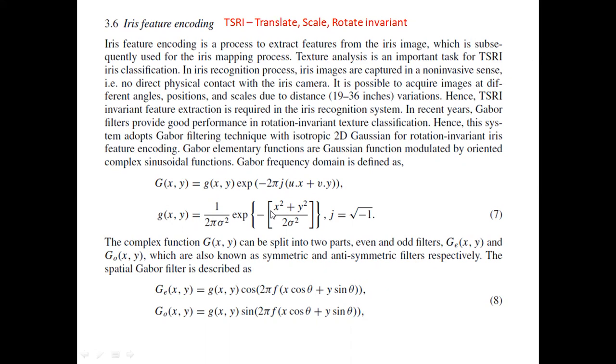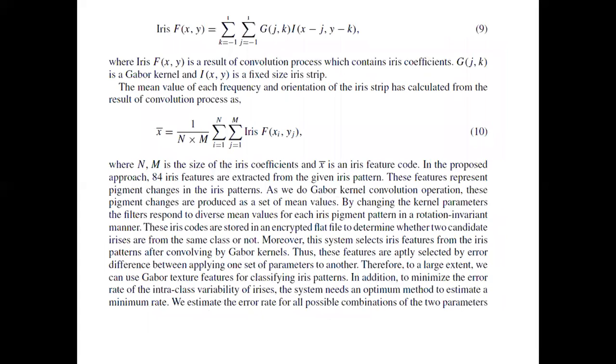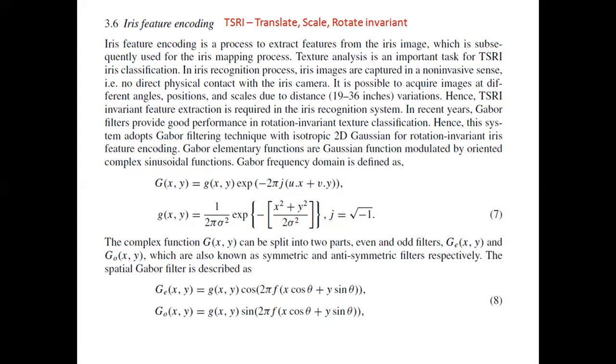So we are using this formula, and this is for the even and odd filters, E for even, O for odd filters of the Gabor filter. What is a probable question for the final examination? Write a short summary on iris feature encoding. So we are using the complete encoding process. And finally, we extract 84 iris features from each iris strip.